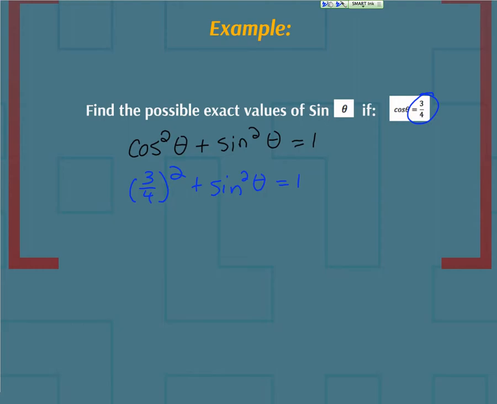So now I go ahead and square it. Don't freak out, you just square the numerator and the denominator. So 3 squared is 9 and 4 squared is 16. So I have 9/16 plus sine squared theta equals 1. I'm working on figuring out what sine is. So what do you guys think we should do next? Yeah, we can subtract the 9/16.